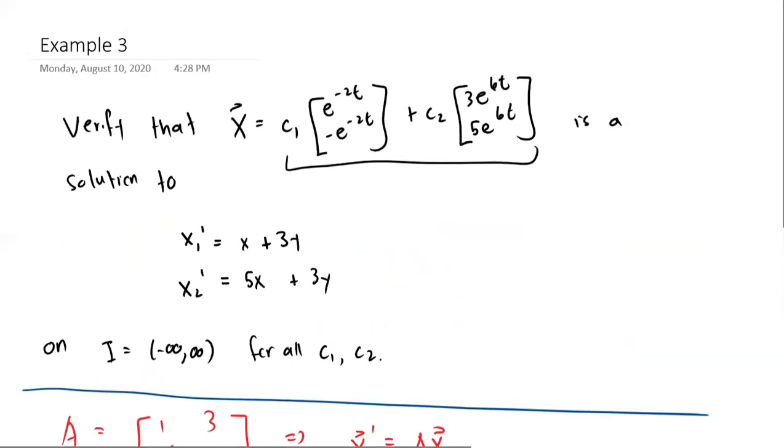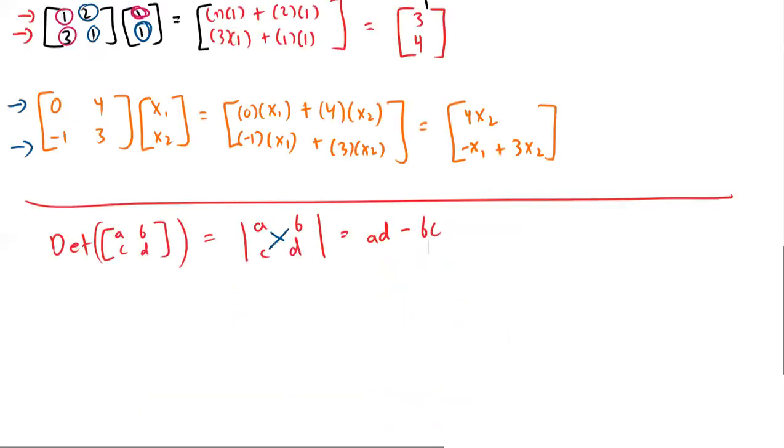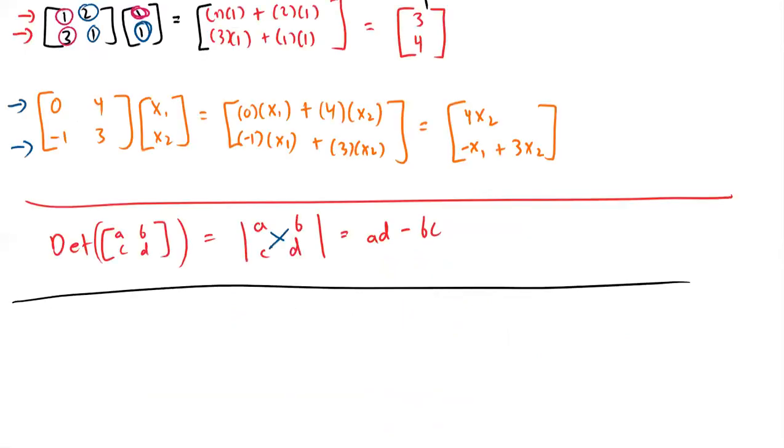Oh, which reminds me, there's actually something I forgot to verify: how to multiply a constant times a matrix. So let me add this here. One more operation, which is pretty straightforward.